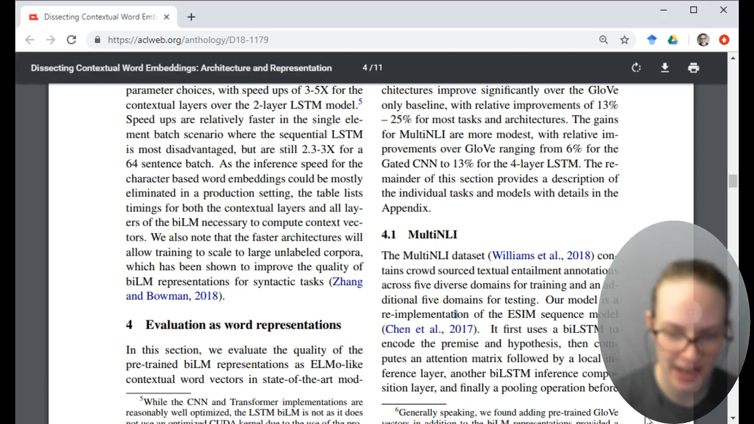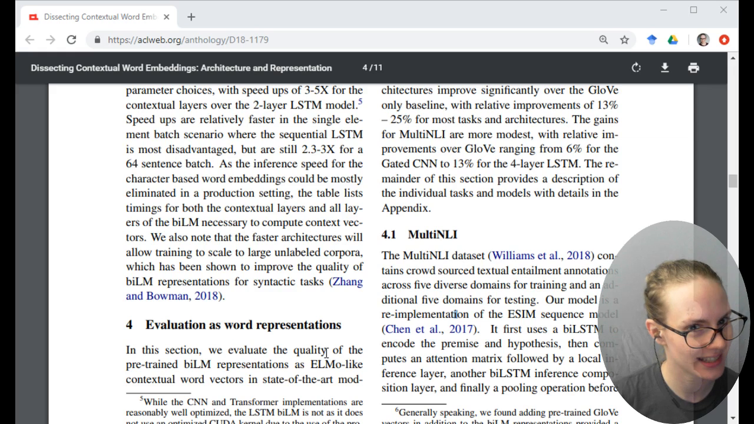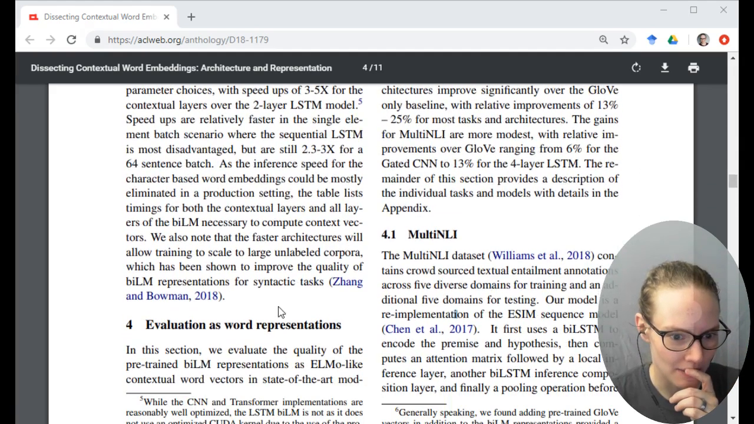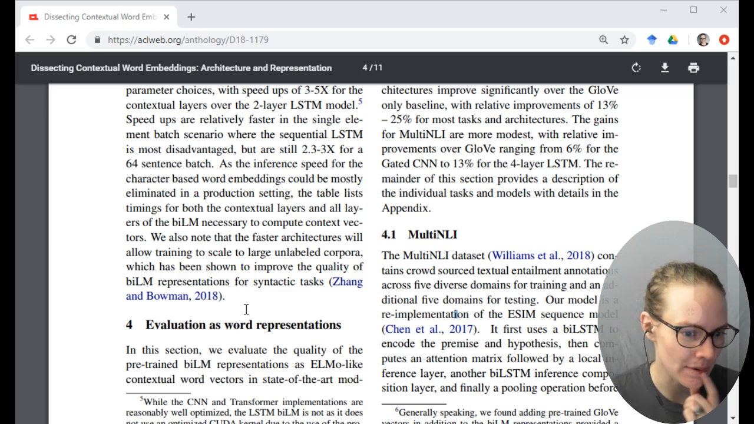Okay, so I think I talked about the tasks, but we didn't go over them in depth, if that sounds right to people who were here 2 weeks ago. So let's talk about evaluating these as word representations.